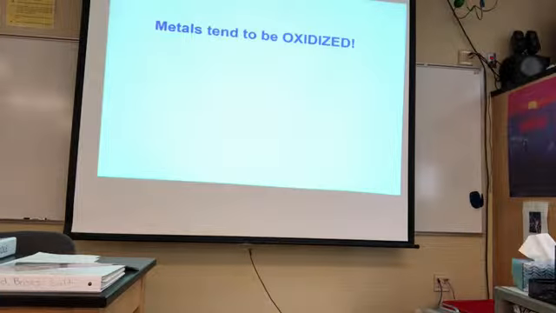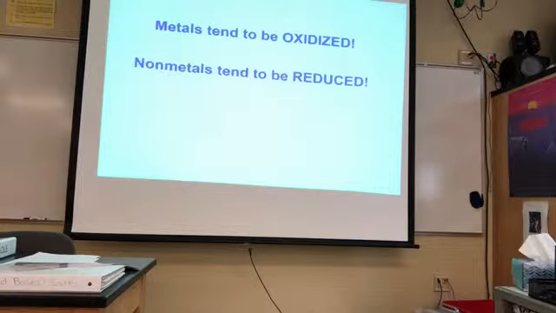So basically, the loss of electrons is oxidation. The ones that gain them is reduction. Metals tend to be oxidized. Remember, we have sodium is +1, magnesium is +2. All of the metals have positive charges to them. That means they all will be losing electrons. They all like to undergo oxidation. Okay, they want to lose electrons. Nonmetals tend to be reduced. They take electrons. They love taking electrons.